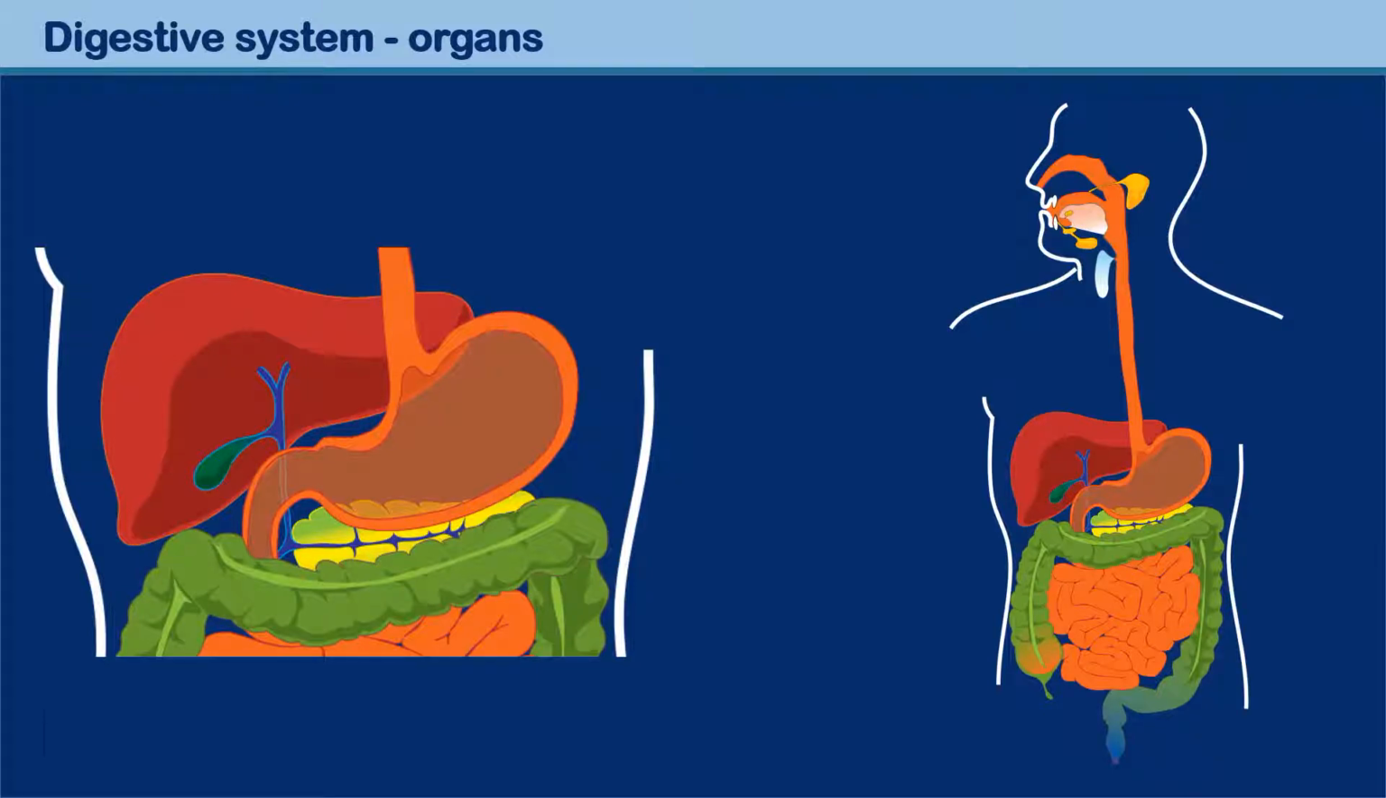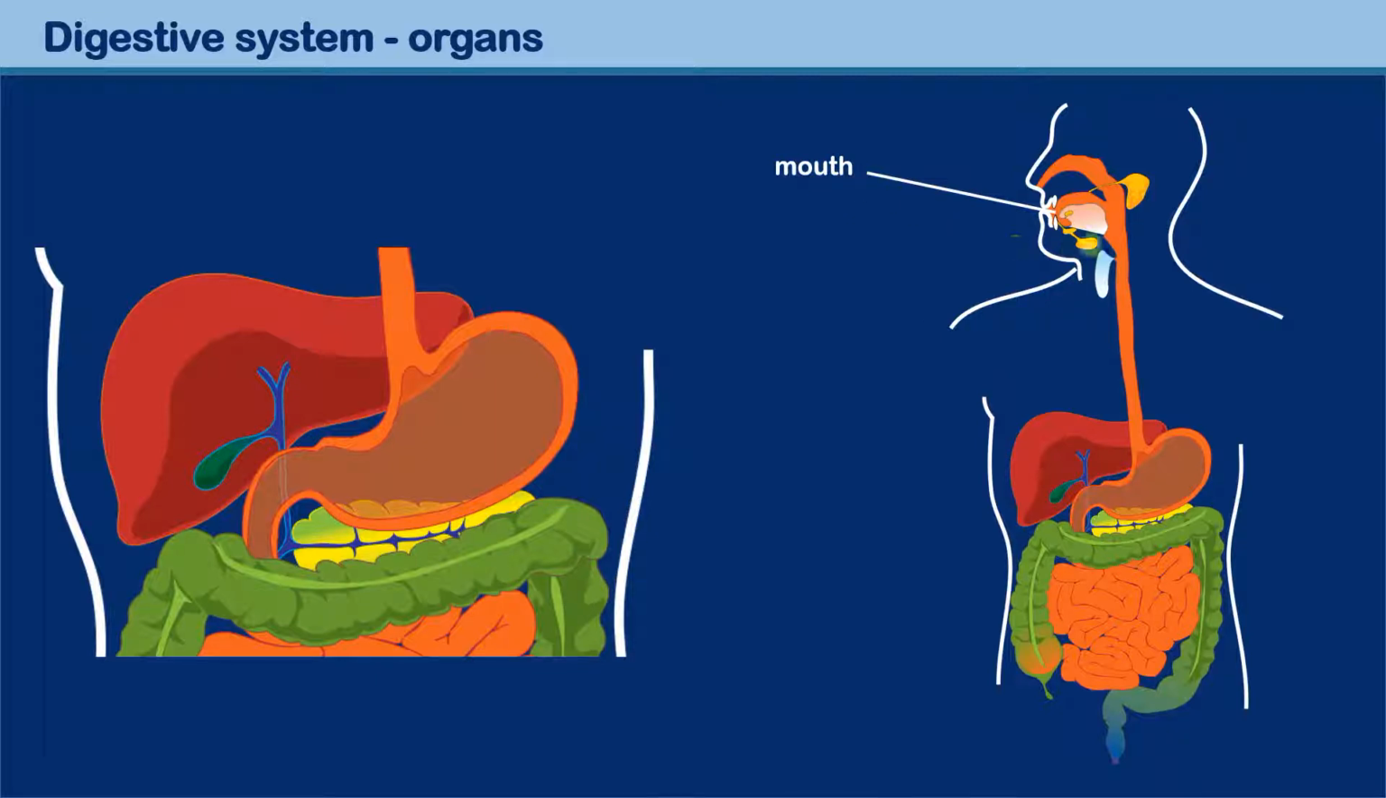We are now going to have a more detailed look at the organs of the digestive system. Here on the right you have an overview, and here on the left a more detailed drawing of the liver, the gallbladder and the pancreas. So let's start here at the top.